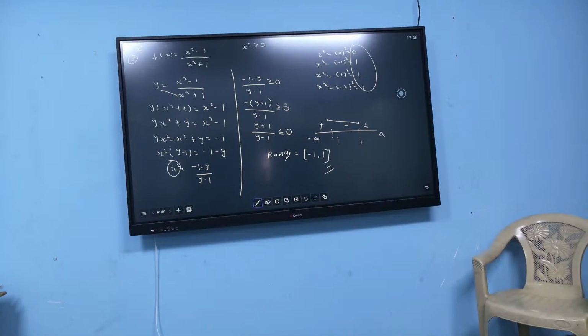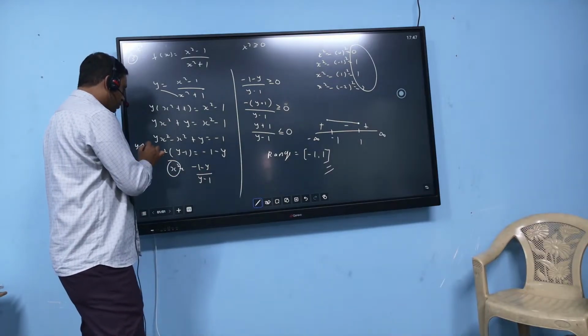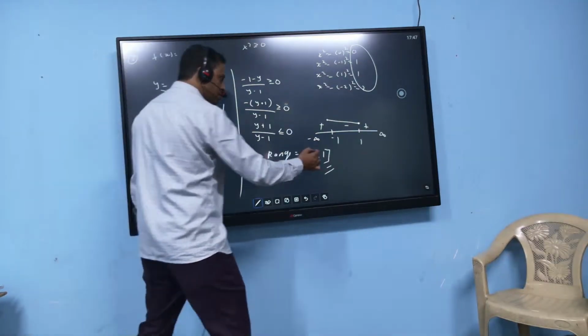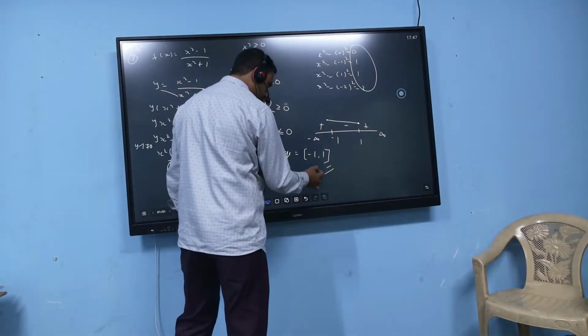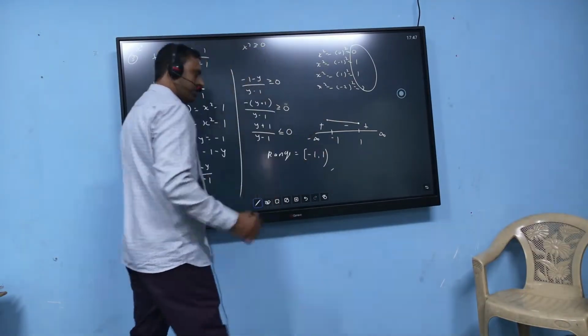I have done some mistake there. Answer I have written minus 1 to 1. Correct. Here we should see this: y minus 1 should not be equal to 0. That means this should be open bracket. Where? Instead of plus 1, open bracket. Understood?